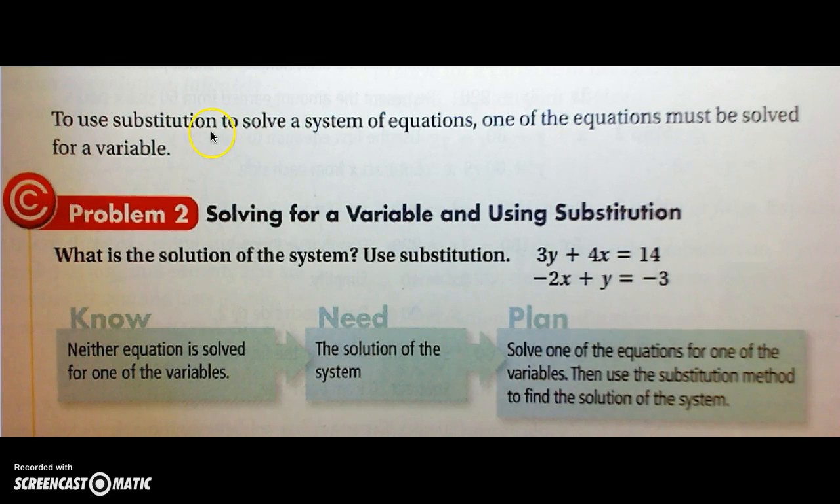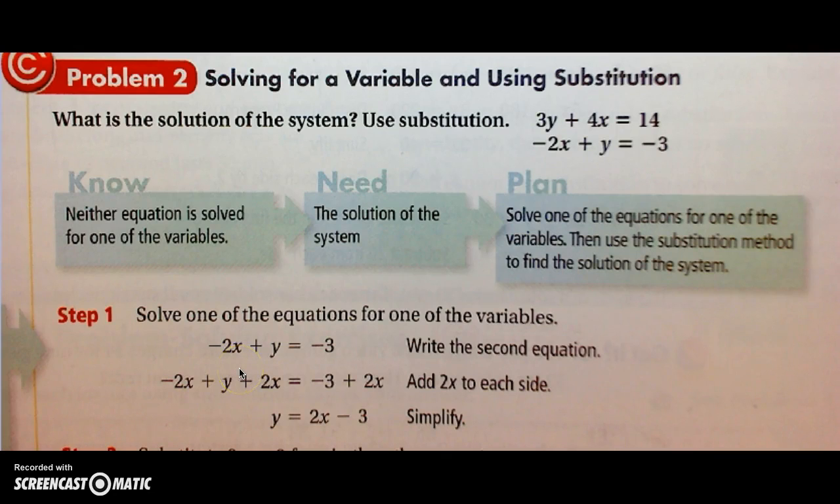In problem 2, to use substitution to solve a system of equations, one of the equations must be solved for a variable. In these two equations, neither one says y is equal to or x is equal to, so we need to solve for y in one of them. A real simple one would be right here where it already says y. I'm going to add 2x to both sides of the equation. Since we have negative 2x, we're adding 2x to both sides. Y is by itself: y equals 2x minus 3.